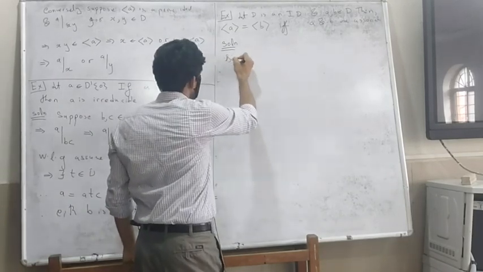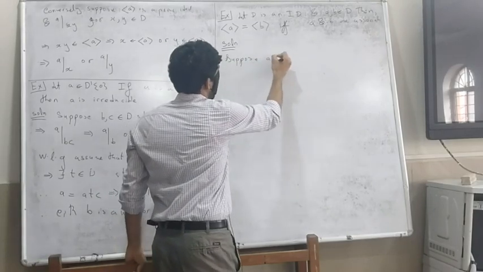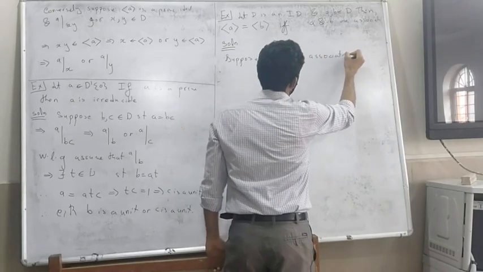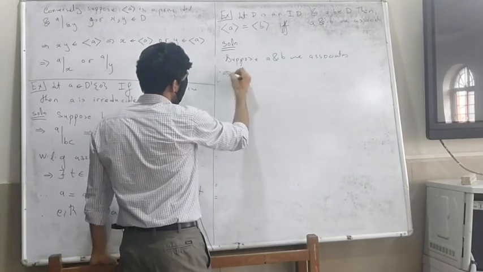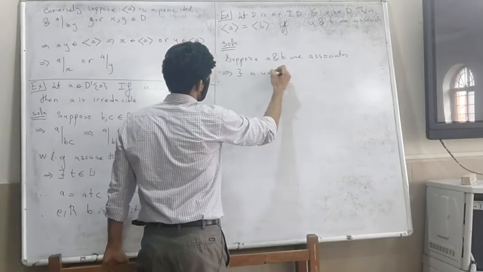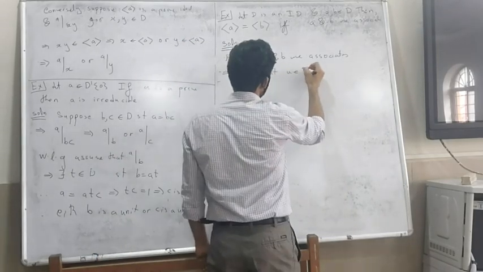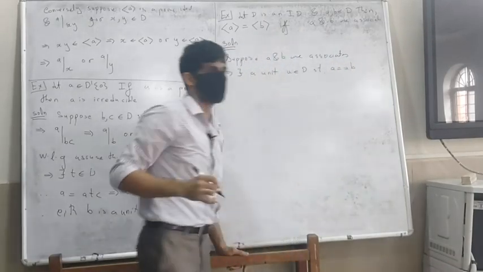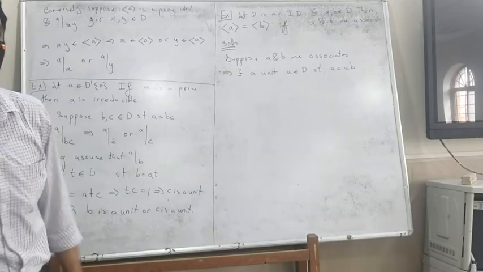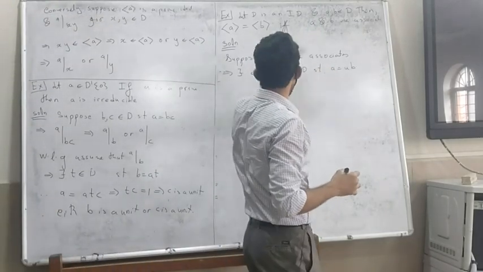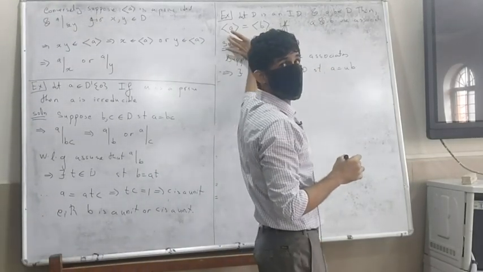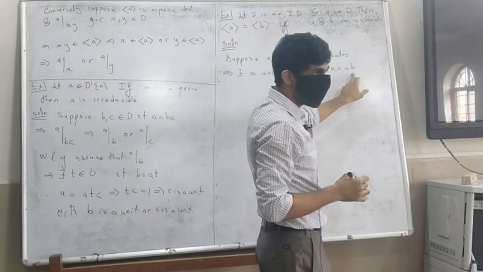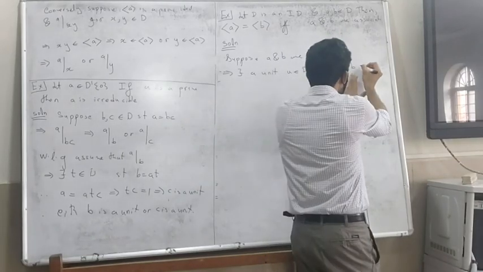So suppose A and B are associates. Okay, what does this mean? There exists a unit U in D such that A equals U times B. Okay, which tells you what? So I want to prove that these two sets are the same, right? I want to prove that these two ideals are the same. Okay, if A is equal to U times B, what does this tell you?